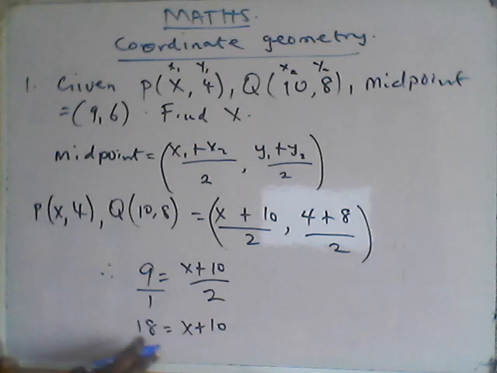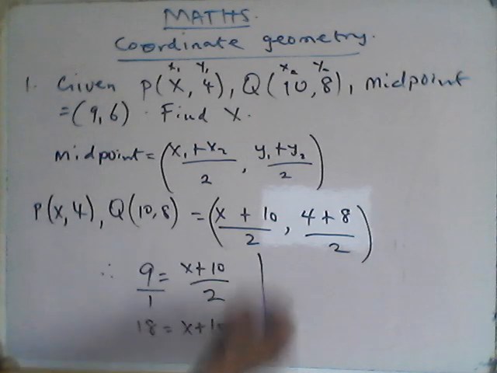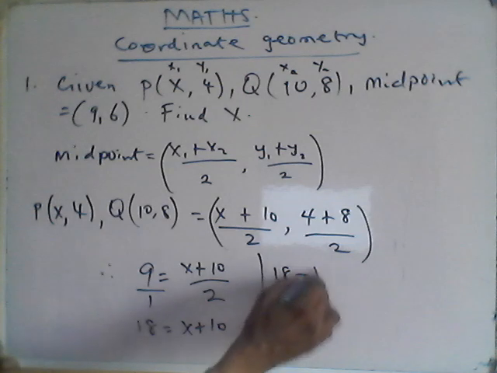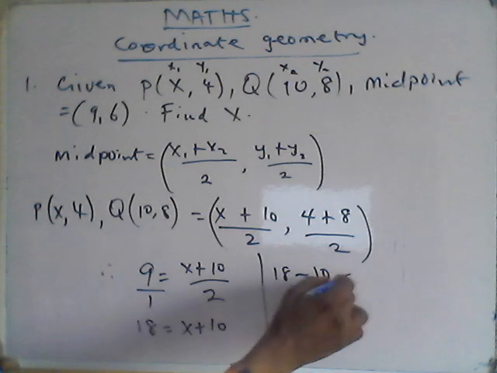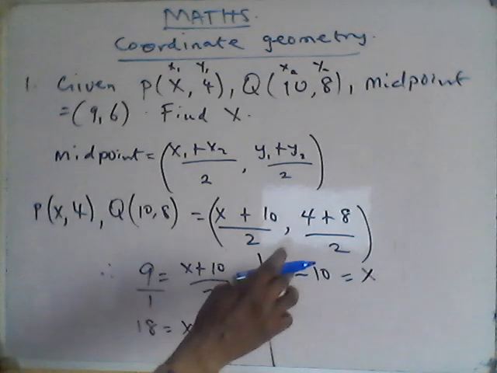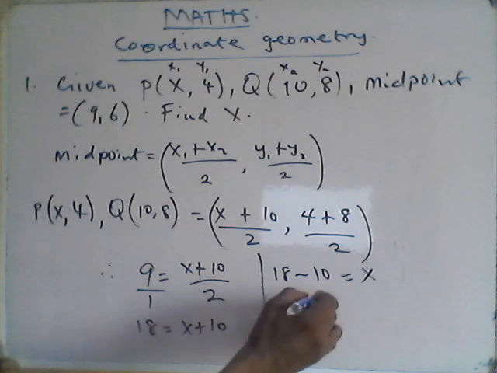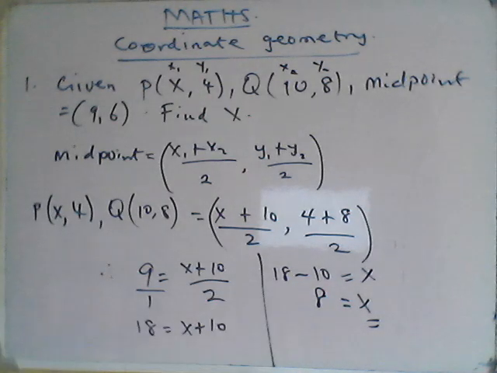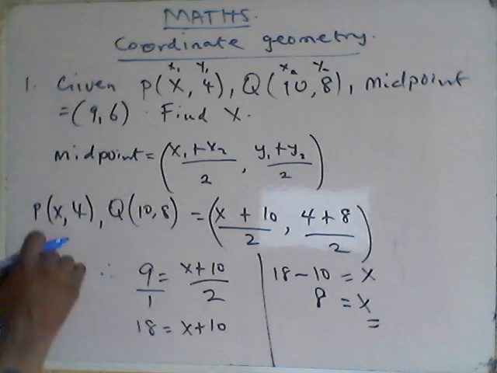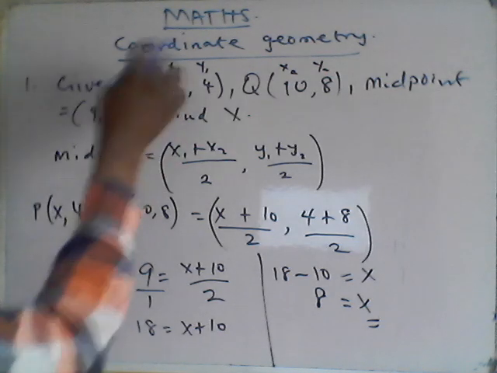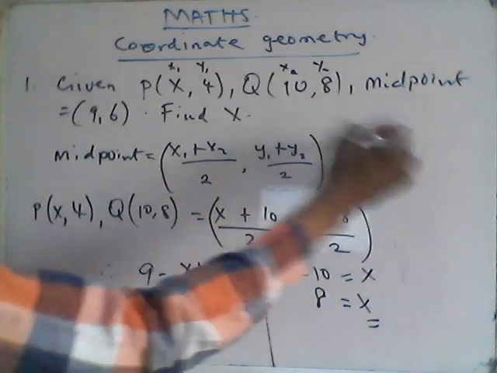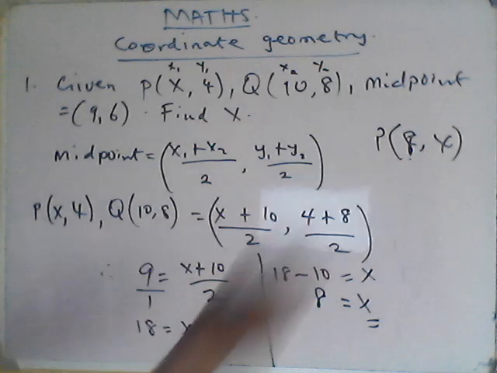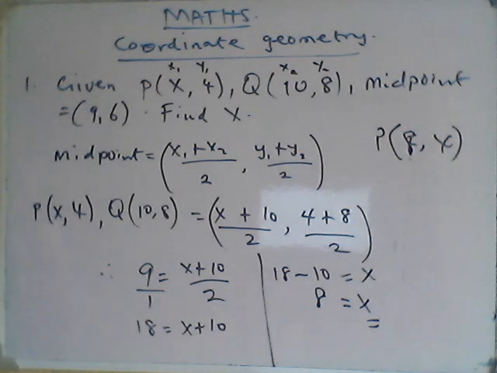This 10 will cross to go and meet 18. When it does that, it will become minus 10, and is equals to x. So 18 minus 10 will give me 8 is equals to x. So the x I'm looking for is 8. So this particular P can be written as 8 and 4. So this is the x I'm looking for. All right, let's go into our next question.